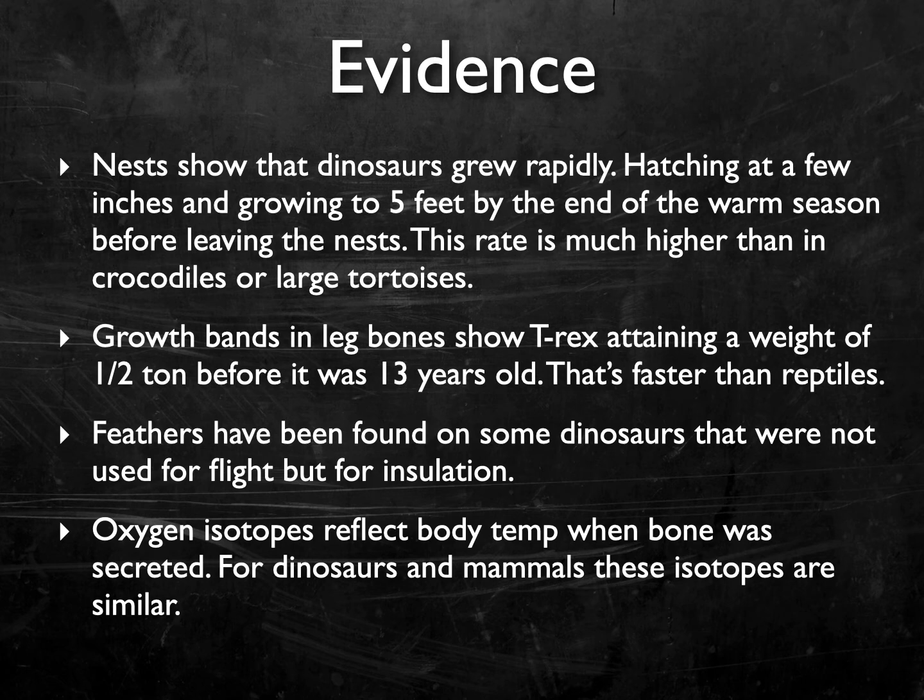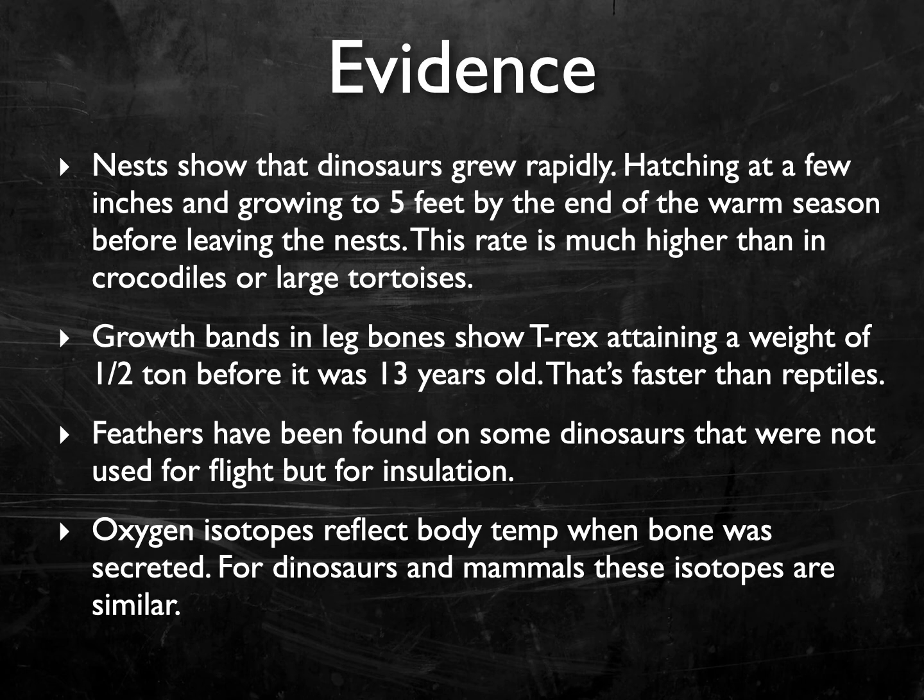Now we can also look at the oxygen isotopes, which tell us a little bit about their body temperature in the bones when they were secreted, and those are really similar between both dinosaurs and mammals. So every single piece of evidence we're looking at here is pointing towards the fact that dinosaurs, as a group, most of them, had to be endothermic, right?